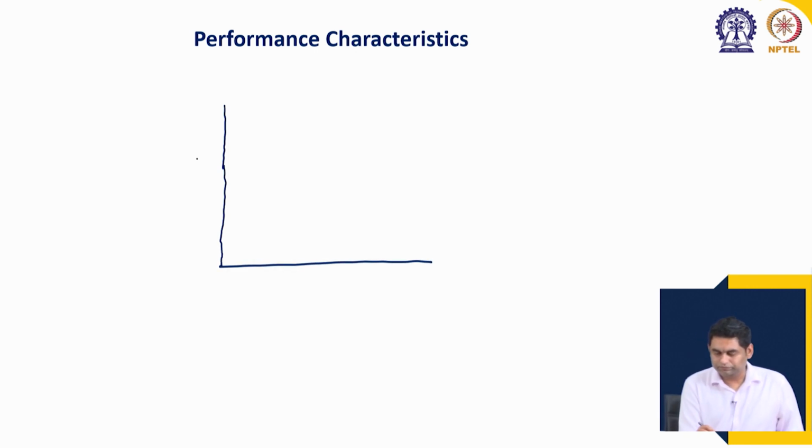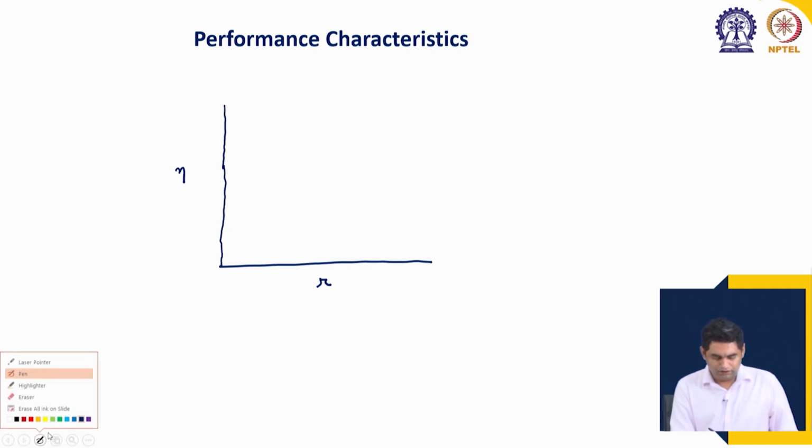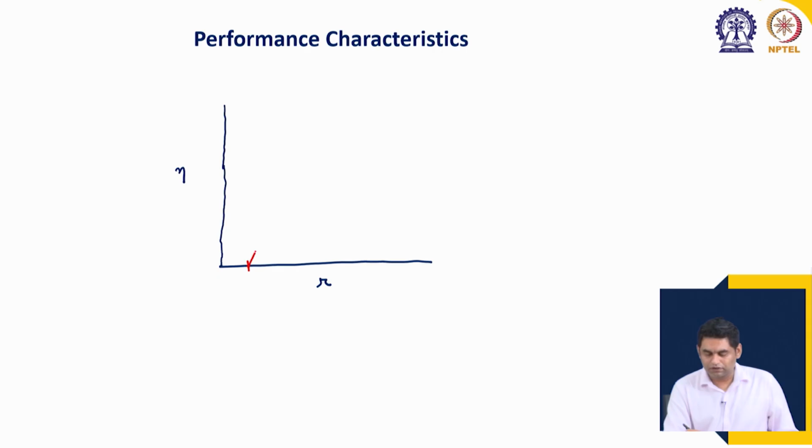So, the only performance characteristic which we expect to change is efficiency versus R, and if we draw qualitatively all the different cases and compare, for simple Brayton cycle we know that the efficiency goes like this. Okay. This is standard Brayton or simple Brayton. I will write simple or standard.